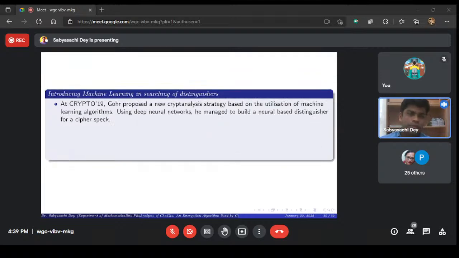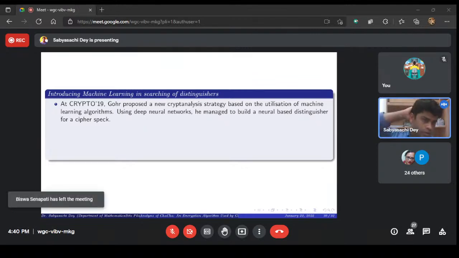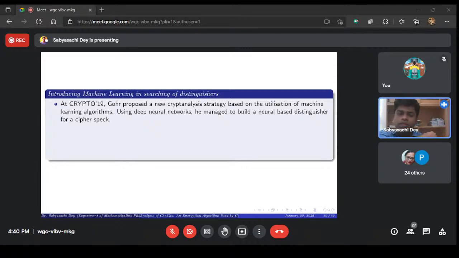The next approach can be a machine learning initiative. Recently, machine learning is playing a vital role in cryptography. In 2019, this person Gohr proposed a cryptanalysis technique using neural networks. What he did was, using neural networks, he gave one algorithm to find a distinguisher, and this distinguisher was working much better than the previously existing distinguisher. This work he published in the Crypto conference.